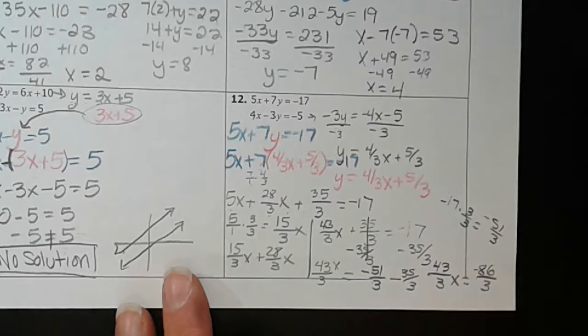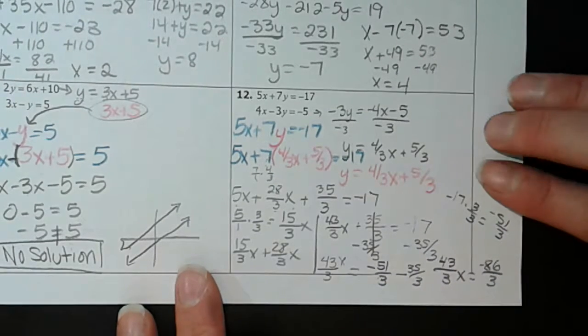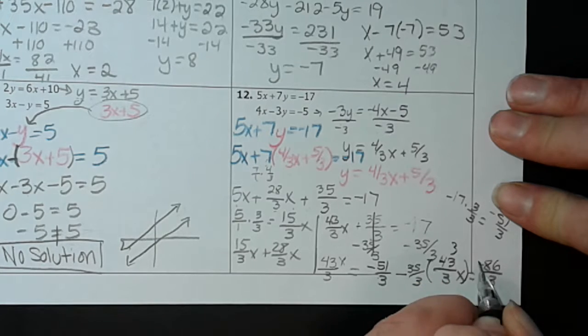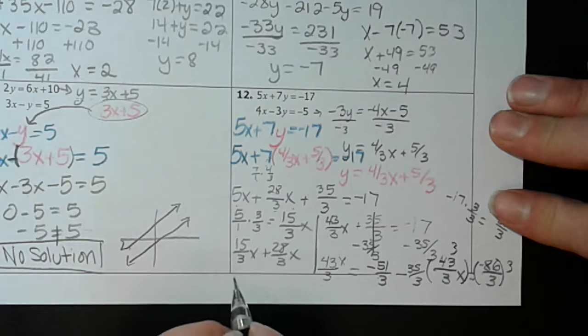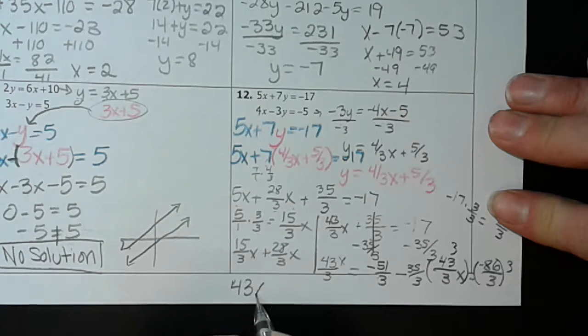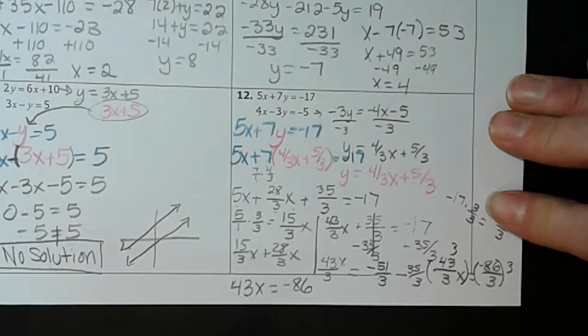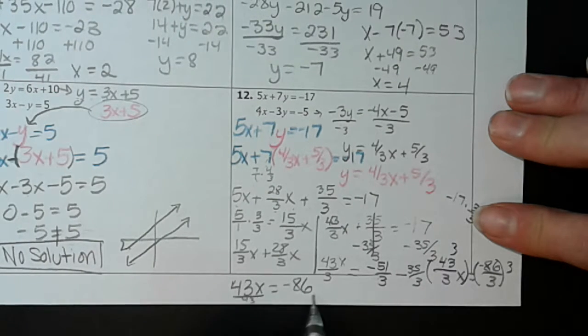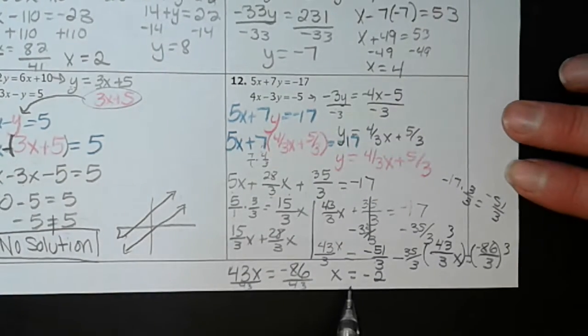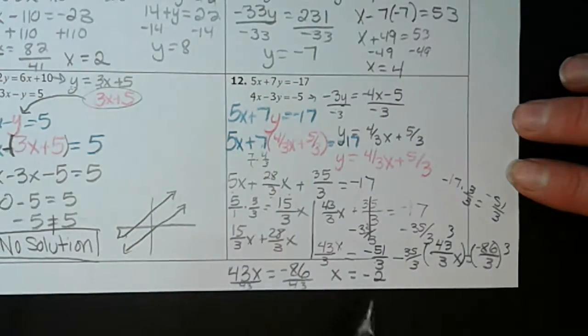I'm running out of room here. All right. Well, let's just get rid of that 3. Let's multiply both sides by 3. And those 3's cancel out. So we have 43x equals negative 86. Wow, that looks a lot friendlier, doesn't it? Then we divide both sides by 43. We have x equals negative 2. Wow, love those fractions, right? All right, so that means the x-coordinate where these two lines cross is negative 2.